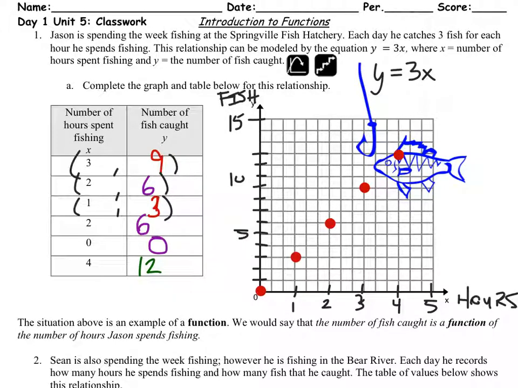No. So let's go back to, it's not a steady rate, right? More specifically, well, it is kind of a constant rate of change. It's more that you can't really catch half a fish, okay? So you either catch a fish or you don't, meaning we wouldn't connect these points. That is what we call a discrete graph. We've talked a little bit about those before, but it has been a little while.